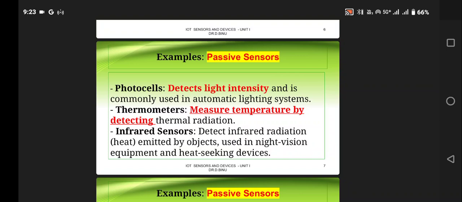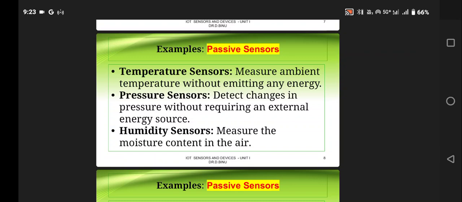Next one is infrared sensors. They detect infrared radiation, that is heat, emitted by the object, which is normally used in night vision equipment and heat-seeking devices. Next one is the temperature sensor, which is also a passive sensor, which measures ambient temperature without emitting any energy. The next passive sensor is the pressure sensor, which detects changes in pressure without requiring an external energy source.